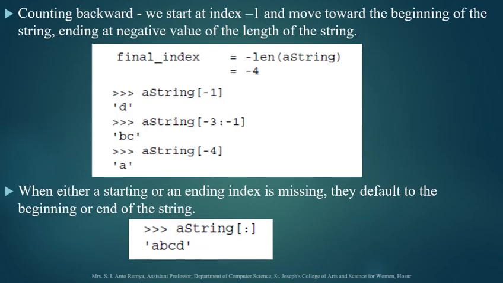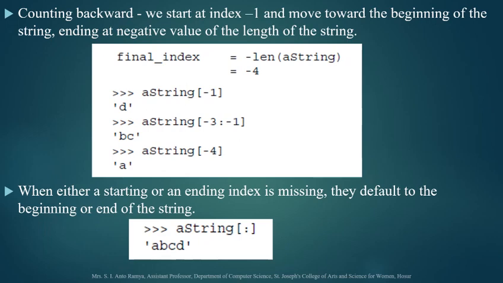So backward indexing, final index is equal to length of A string, that is -4. -1, -2, -3, -4 was there, so it is printing -4. Then A string of -1, A, B, C, D was there. So D is -1, it is printing D here. A string of -3 to -1. So again -1 won't be included. So -3 is B and -2 is C. A string of -4, it will print A.